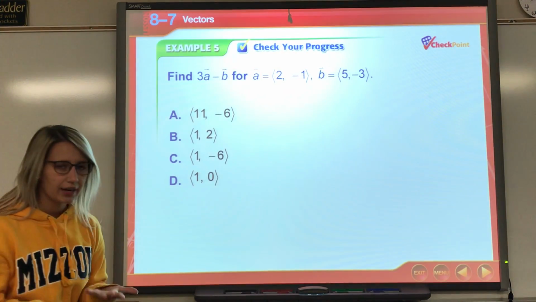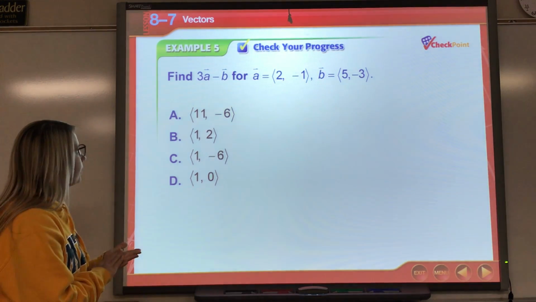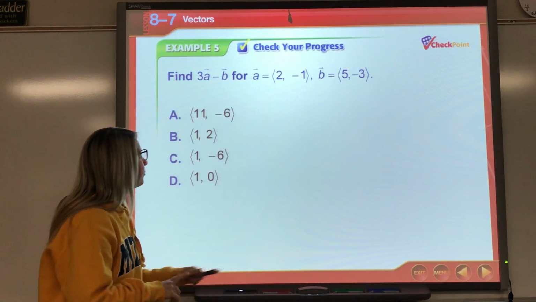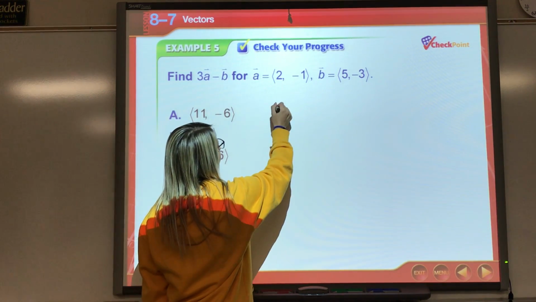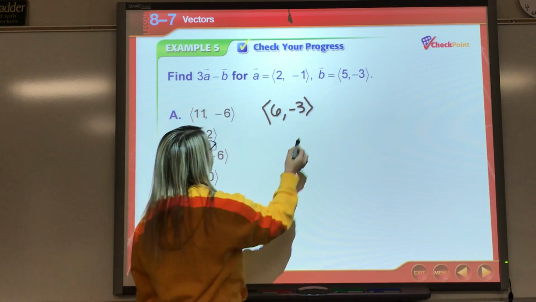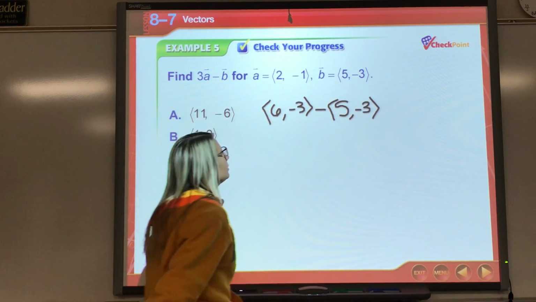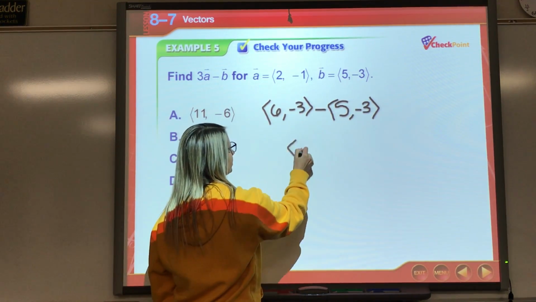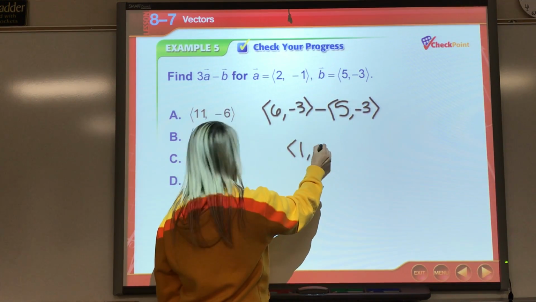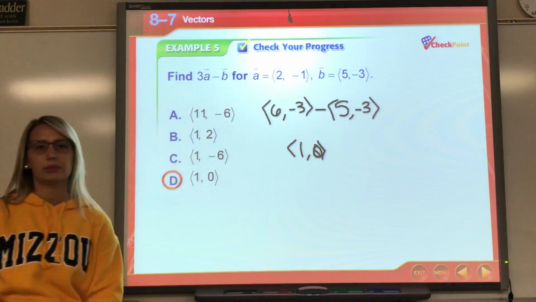Okay, here's a couple for you guys to try. Pause your video, work this one out. Okay, so this one we have 3a minus b. If we took 3a right here, that's going to be 6, negative 3. And I'm subtracting b, which was 5, negative 3. 6 minus 5 gives us 1. Negative 3 minus negative 3 equals 0. Oops, that's a 0. So we should be getting D for this one.